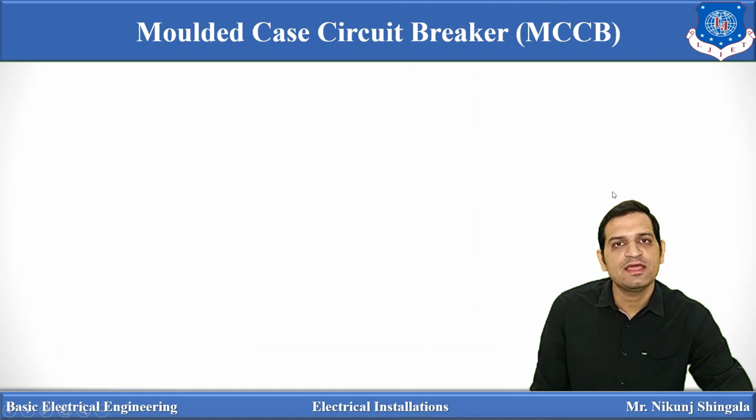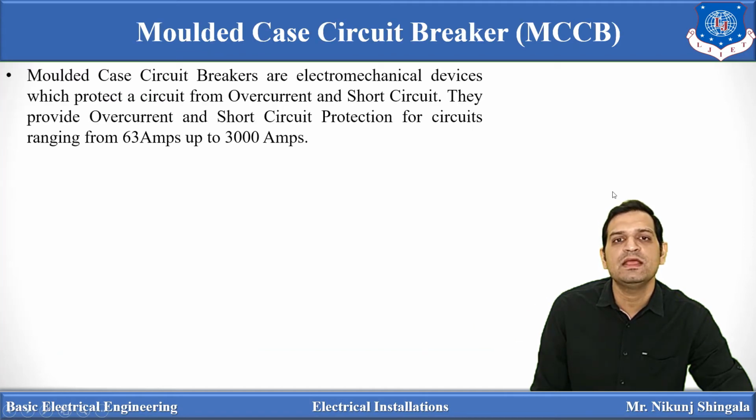Next one is a molded case circuit breaker. So molded case circuit breakers are electromagnetic devices, safety devices, switch gear, which is used to protect the circuit from overcurrent and short circuit. They provide the overcurrent and short circuit protection for the circuit ranging from 63 ampere to 3000 ampere. So that is the difference between MCB and MCCB.